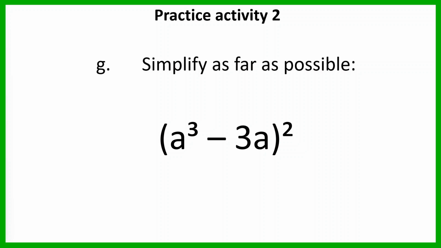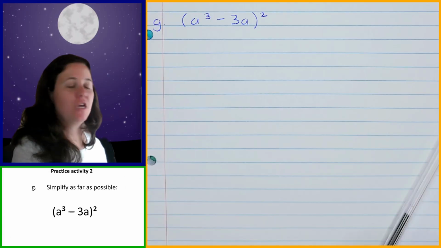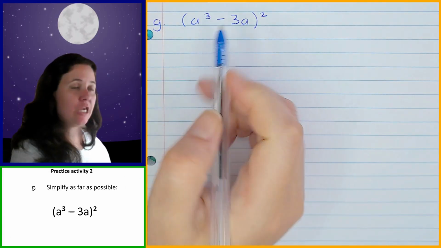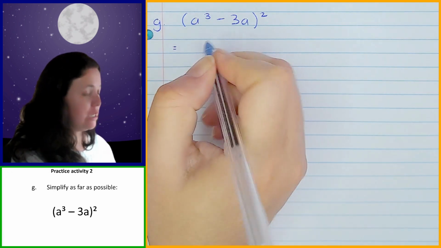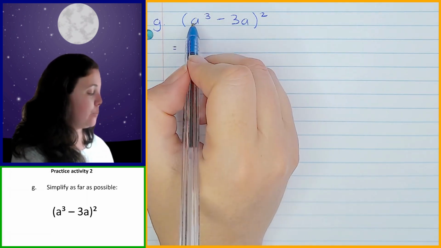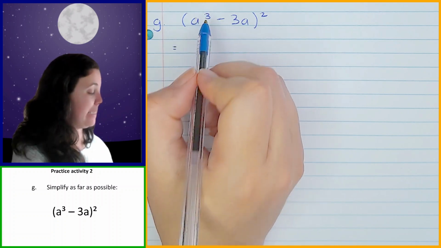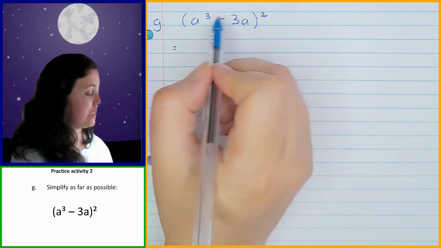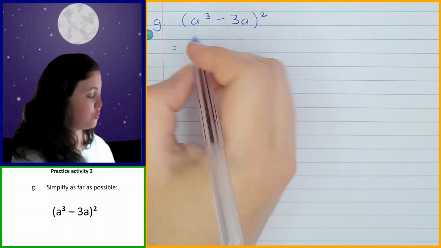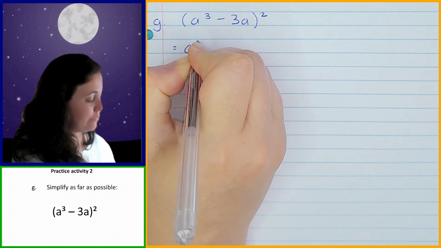Okay, so let's go through that question and see what you should have got. So over here, I'm going to square my a cubed. Now you have to remember your rules for exponents when you do this, that when you're squaring a power, you need to multiply the exponent by the exponent outside. So we're going to be multiplying the 3 by 2. That gives us a to the power of 6.